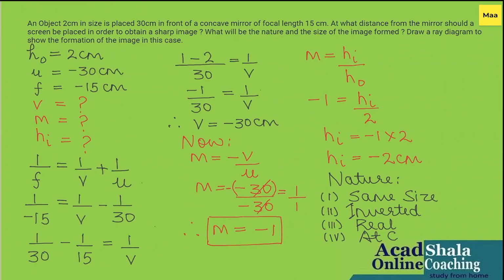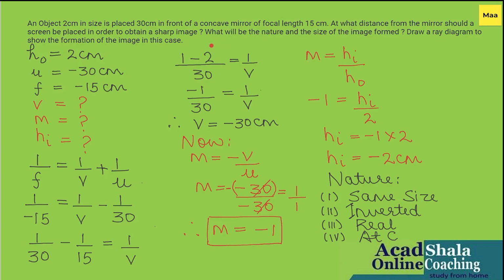So the numerical goes like this. An object 2 cm in size is placed 30 cm in front of a concave mirror of focal length 15 cm. At what distance from the mirror should a screen be placed in order to obtain a sharp image? What will be the nature and size of the image formed? And also we have to draw a ray diagram to show the formation of the image in this case.